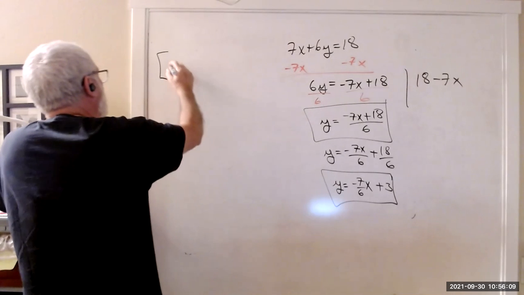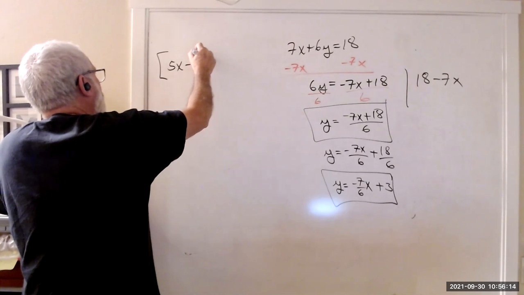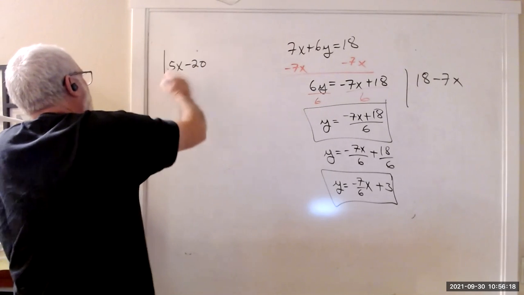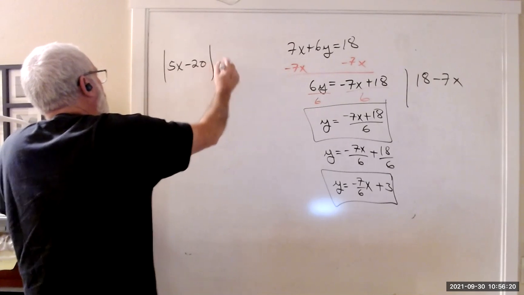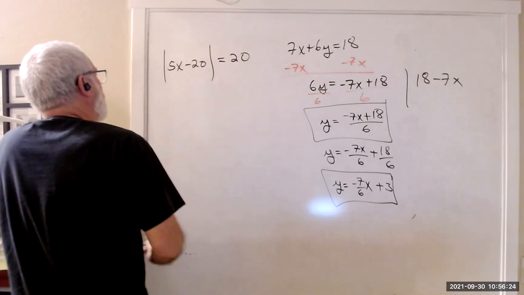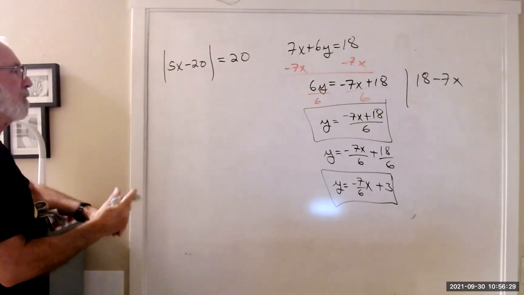5x minus 20, the absolute value, equals 20, and it says this equation has 2 solutions. Right. Okay. We did this kind of last night, so this is a good review of that.